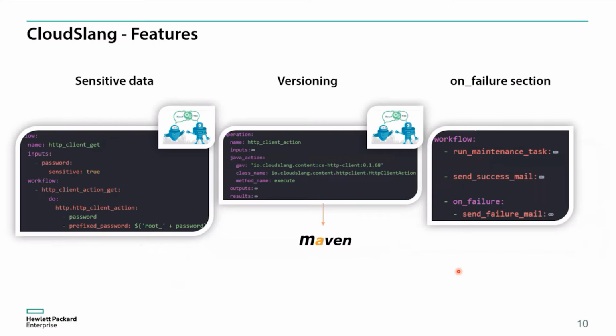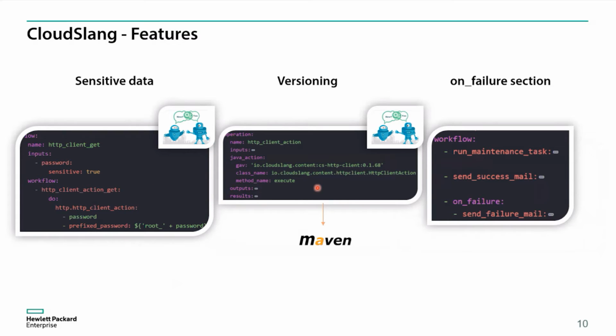Further on about features, as I mentioned before, we added sensitive data. You can see here the sensitive tag, which says that this particular password is with sensitive true. It means at runtime, these items will be encrypted, and people will not be able to see the values.